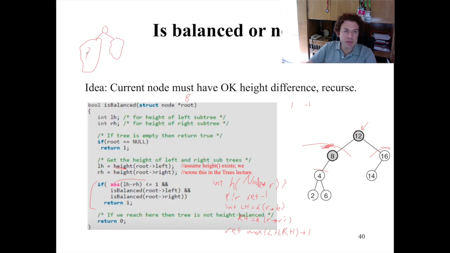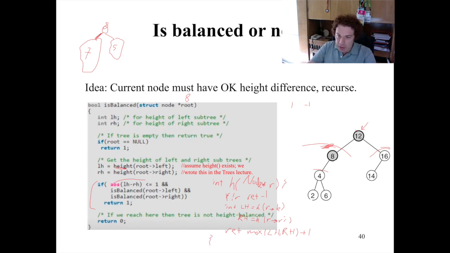If this left subtree has height 7 and this has height 5, the height of this node will be 8. Why? Because I will select this one, it will dominate, and there will be plus 1 to connect this guy to the current node. Okay, height would be 8 in this case. So let's just trace this code to verify if it is correct or not.